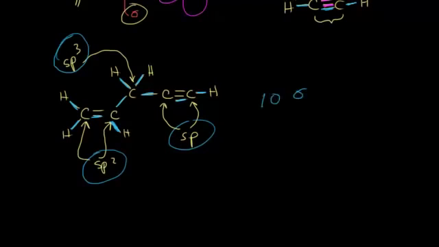What about pi bonds? Well, those would be the ones that are left. So in a double bond, you have one sigma bond and one pi bond. So this should be a pi bond. For a triple bond, we have one sigma bond and two pi bonds. So there are a total of 3 pi bonds for this molecule.